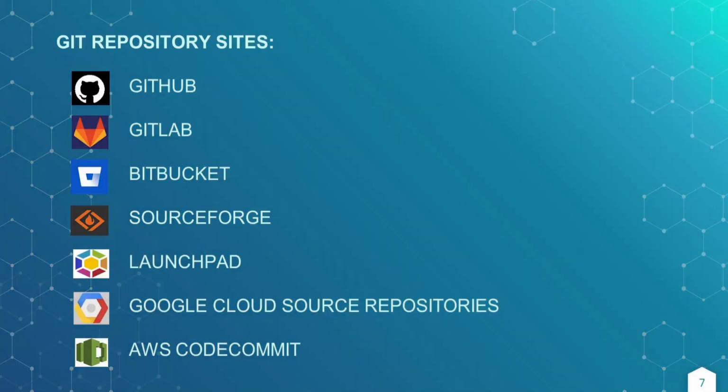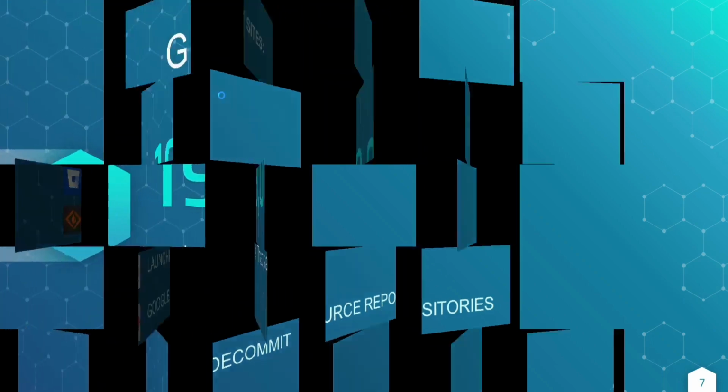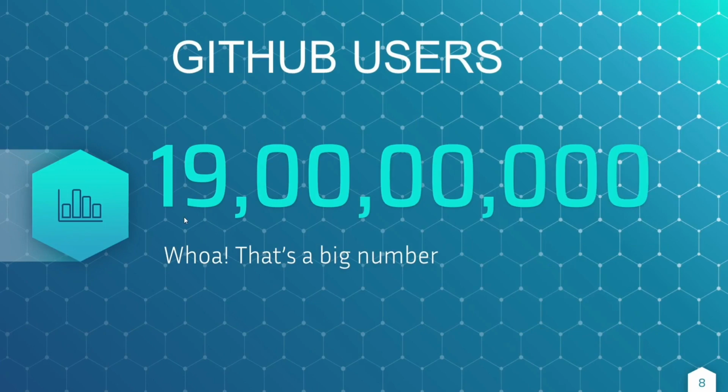Many sites provide a platform for Git, and some of them are GitHub, GitLab, Bitbucket, SourceForge, Launchpad, Google Cloud Source Repositories, AWS CodeCommit, and so on. Among these sites, GitHub is very widely used, and around 19 million programmers use GitHub. So today, let us know about the working of GitHub.